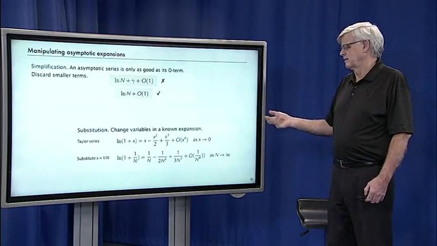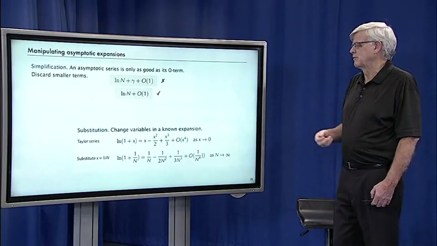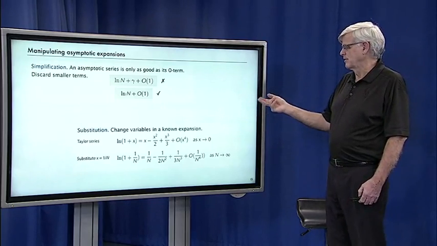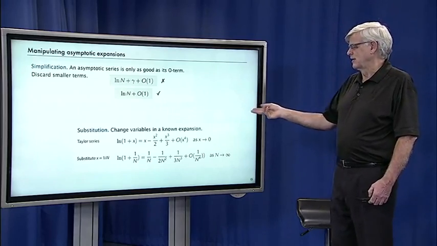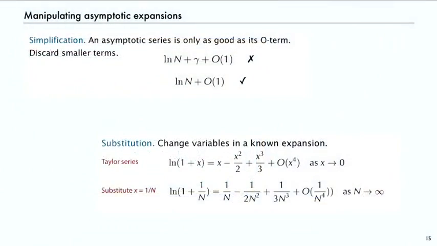The other idea we already talked about was substitution, where you can just change variables in a known expansion. So the Taylor series for log of 1 plus x is x minus x squared over 2 plus x cubed over 3 and so forth. And if we just plug in a different value for x, we plug in 1 over n, then we get the expansion. So that's one technique that we already used.